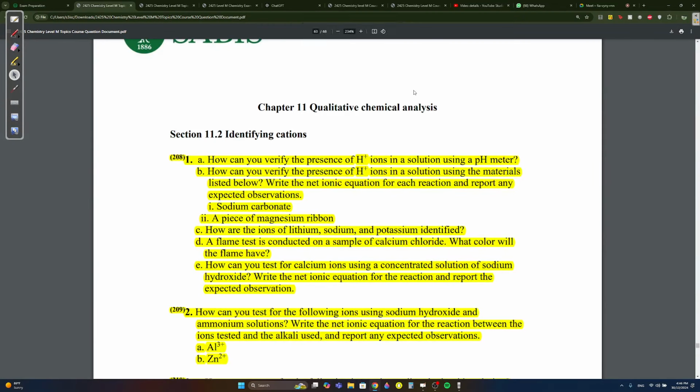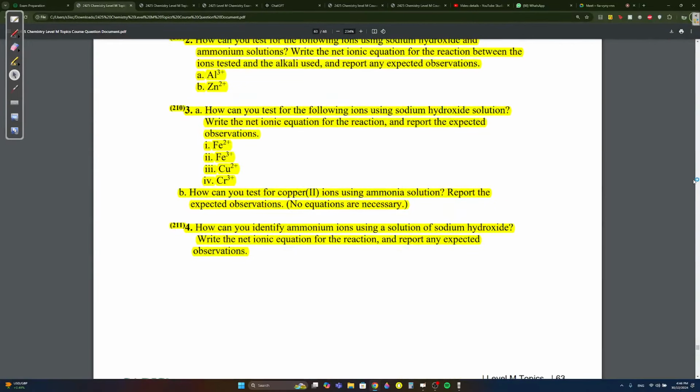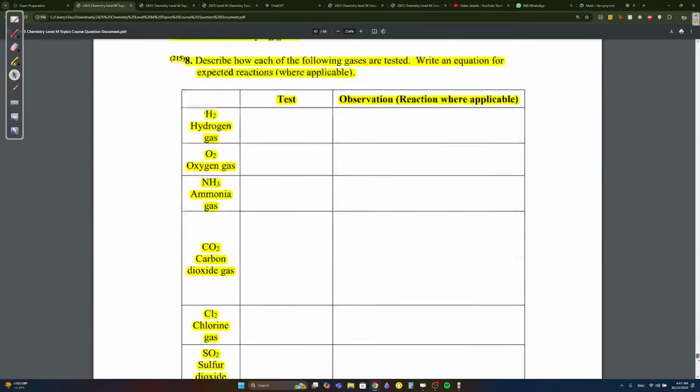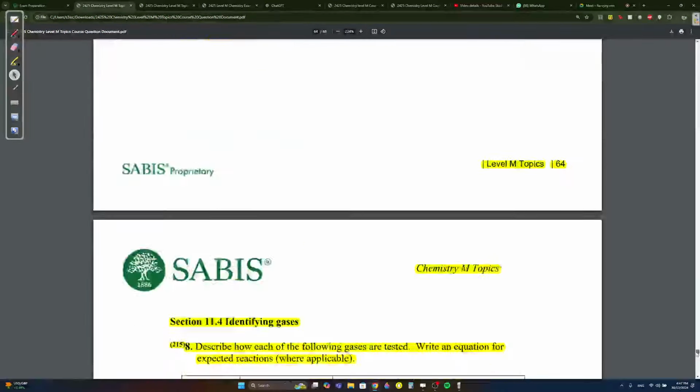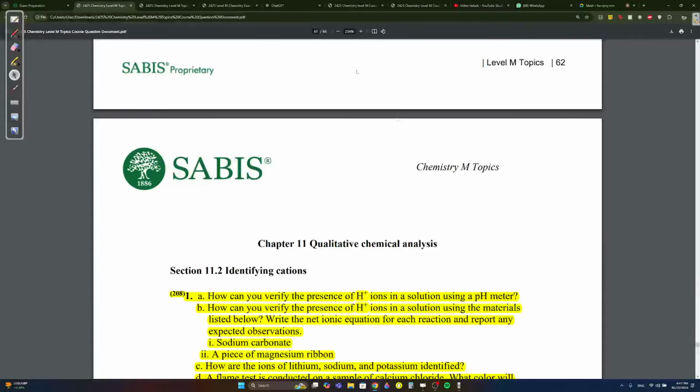This is chapter 11, topic 11, qualitative chemical analysis. How can you verify? These are all the reactions, and if you open my notes in the drive, they're all there. As you know, it's in the solutions.